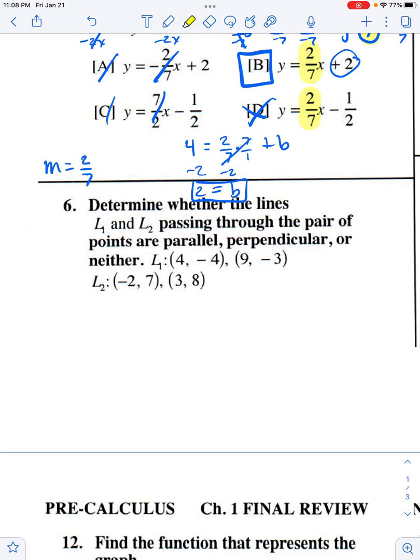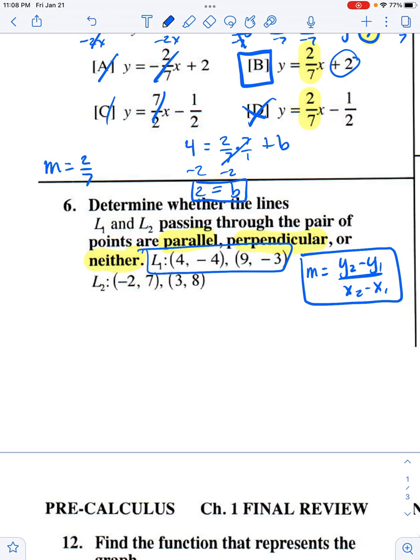Again, there are so many common themes. If you see it repeatedly on the review, you're going to have to know it. Parallel, perpendicular, neither. They're giving me 2 sets of points. To find the slope, I'll need to use my slope formula. And if you're like, oh, I always forget that, hey, I have an idea: put it on your cheat sheet. What a nice thing that you get to have that.